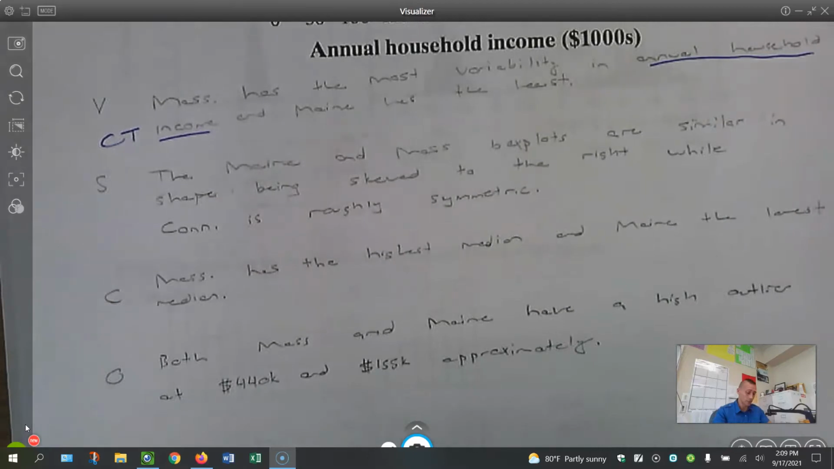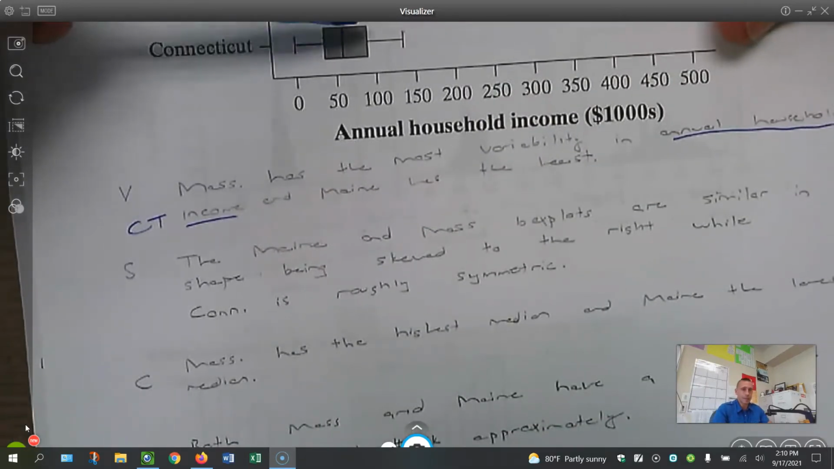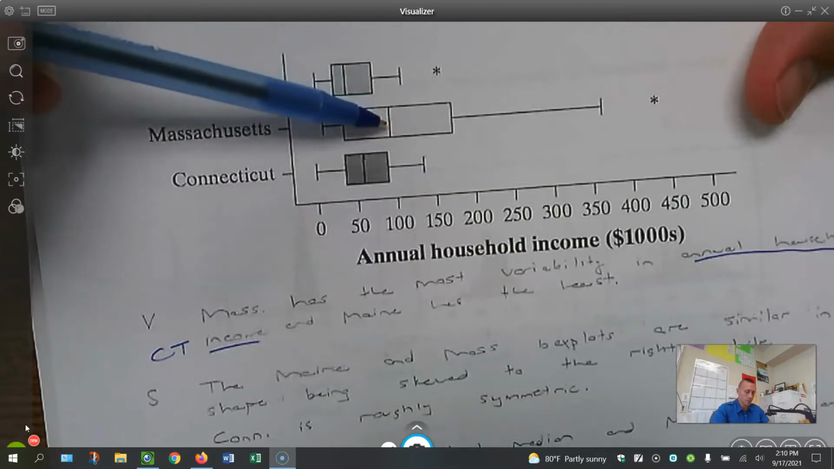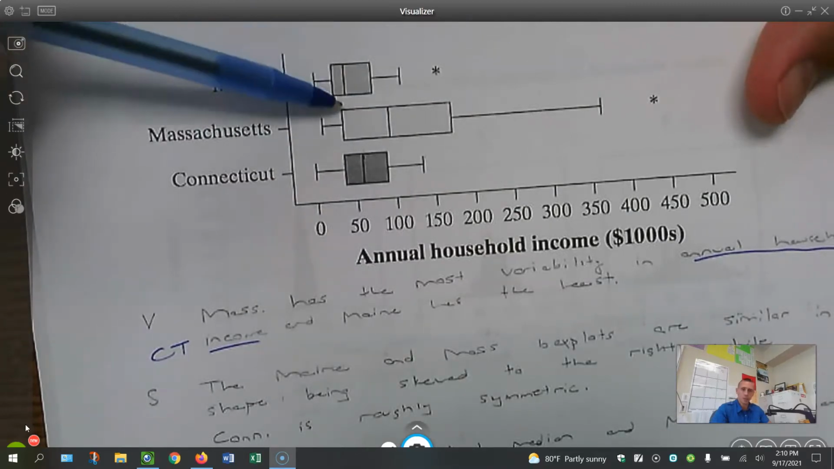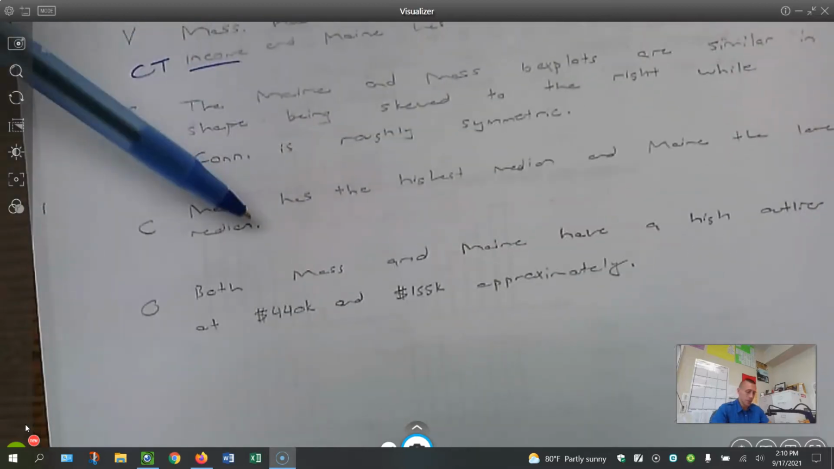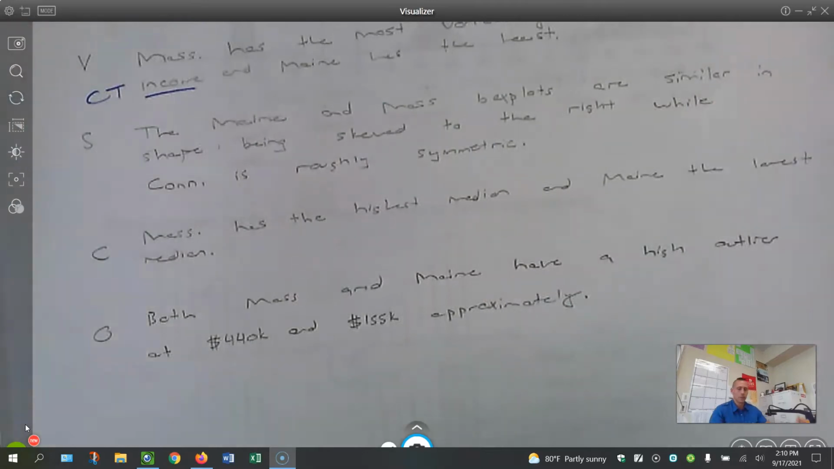Then you get to center. You can use a concrete value here. Numbers aren't required. I'm going to talk about the median, not the mean. Box plots only show the median. So Massachusetts has the highest median, Maine has the lowest. So I just said that Massachusetts has the highest median and Maine has the lowest median. That means Connecticut's in the middle. I don't need context. I have that in there once. You could put it again if you'd like.